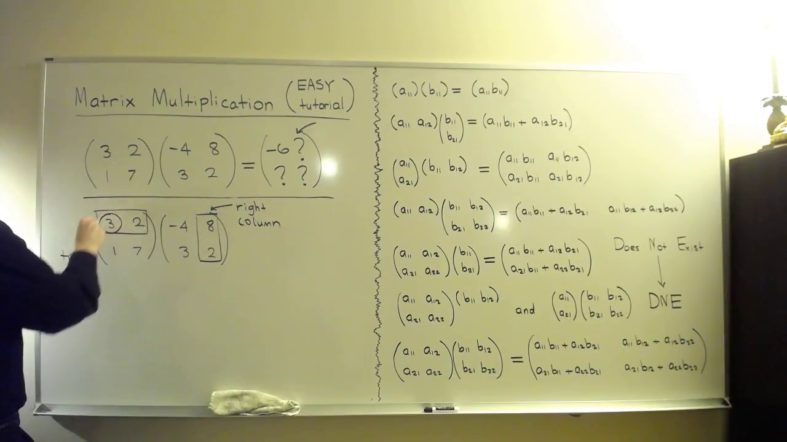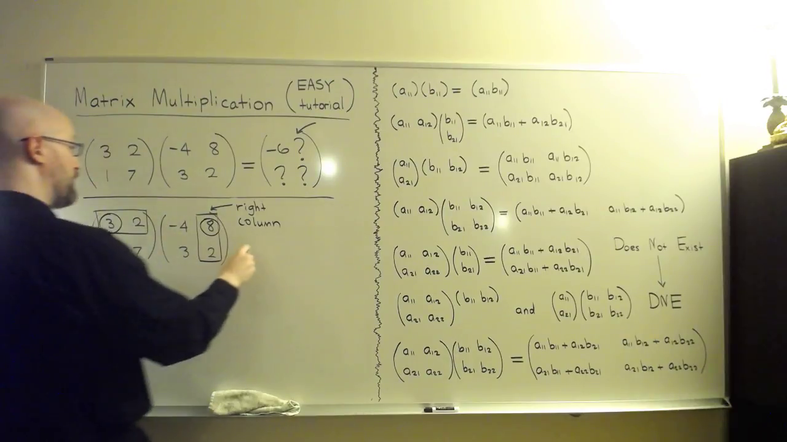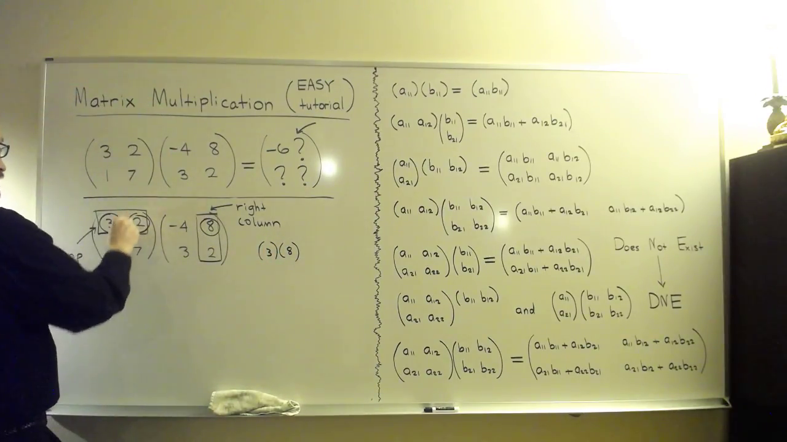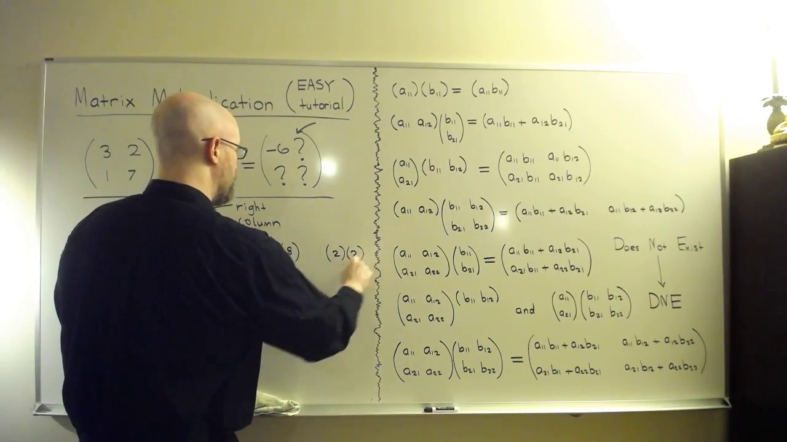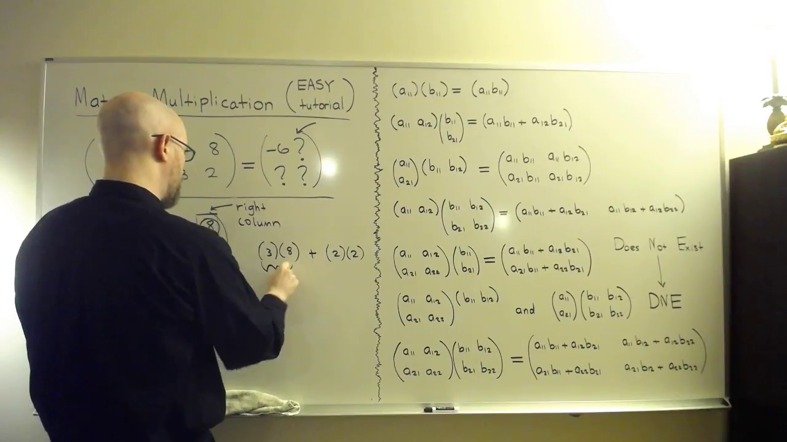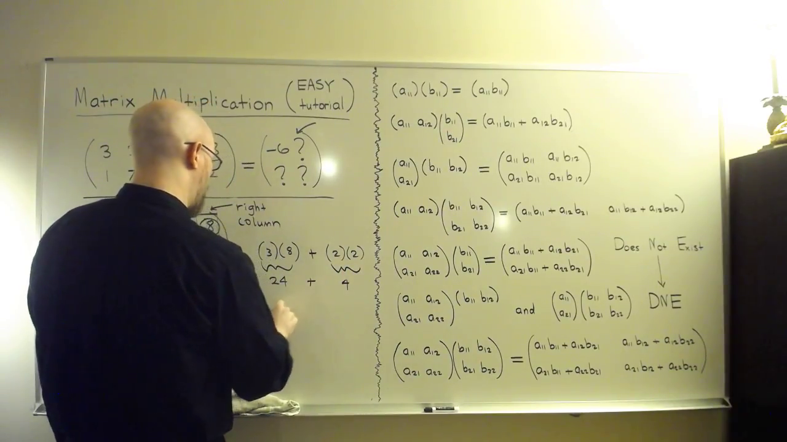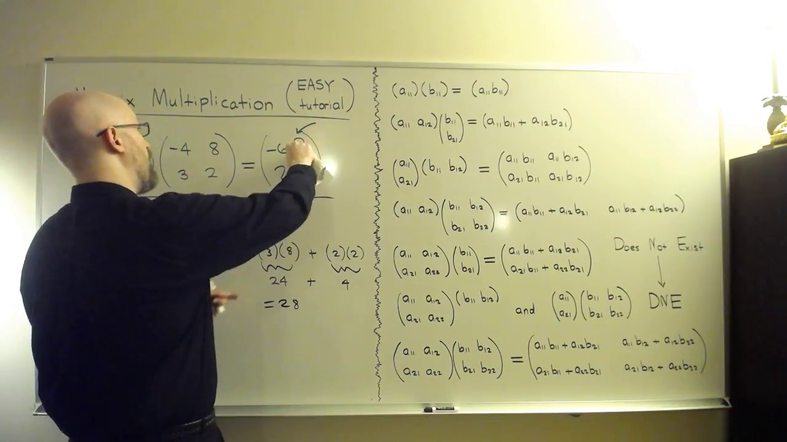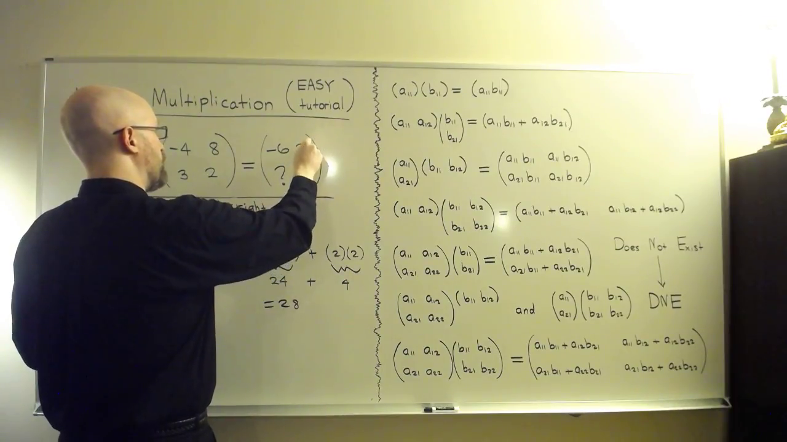I'm going to take the first entry of the top row here, the first entry of the right column, and multiply those together, 3 times 8. The second entry of the top row, the second entry of the right column, multiply those two together, 2 times 2. Add those together. This multiplies to give me 24. This multiplies to give me 4. Add those together, I get a 28. That is my top right entry here. 28.